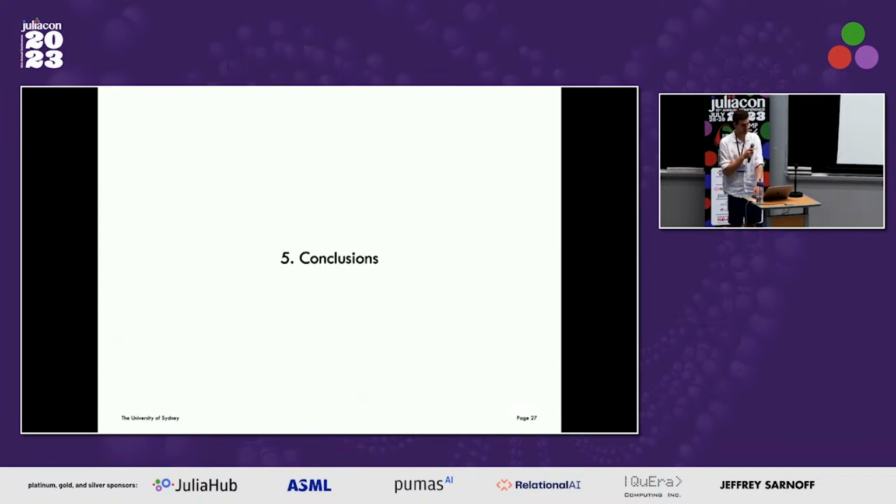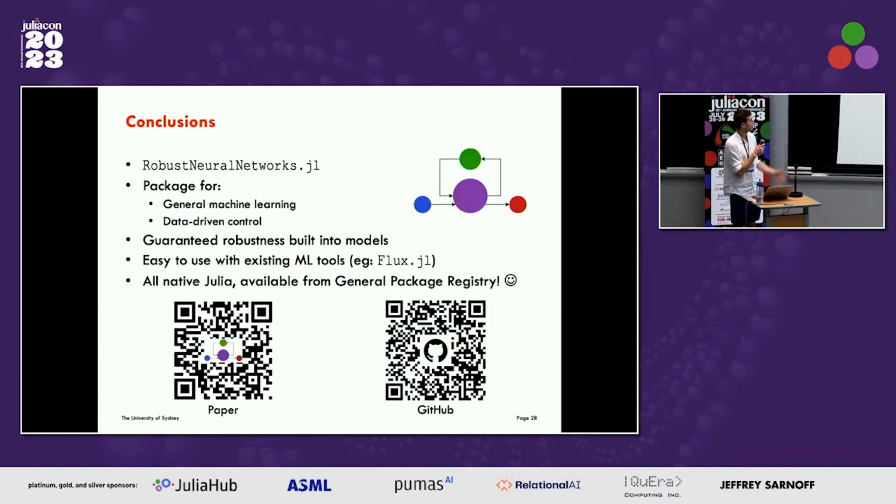So that kind of brings me to the end of my talk. Basically, this is our new package, RobustNeuralNetworks.jl. Like I said, it's a package for general machine learning with a kind of controlled twist and flavor to it. And we've got these robustness guarantees built into the models, and I think that's the interesting thing about it. It's easy to use with existing machine learning tools like the Flux library in Julia, and it's all written in native Julia, and it's available on the general package registry if you want to check it out.